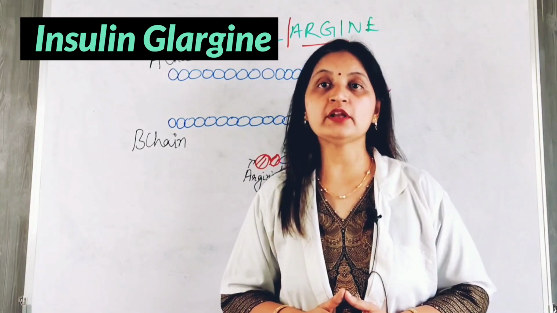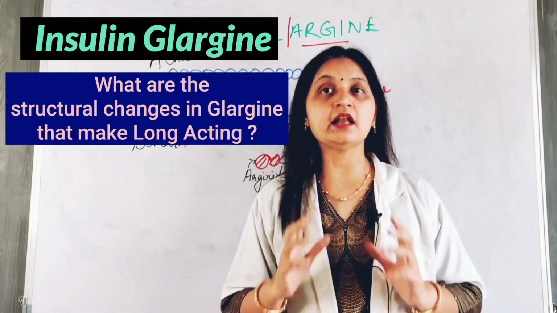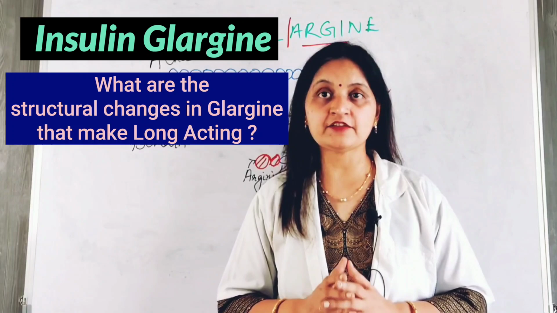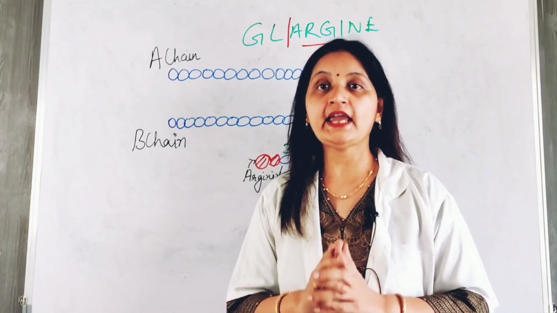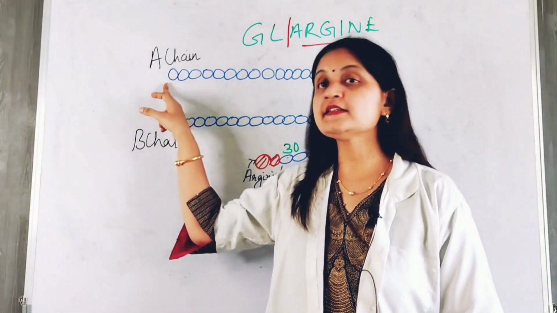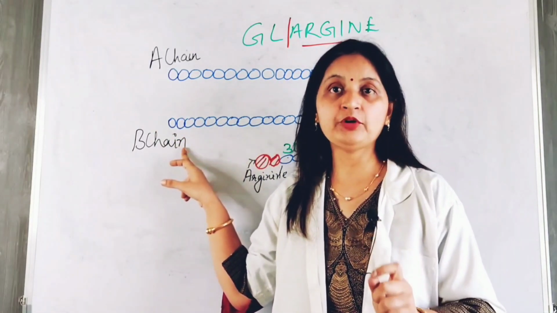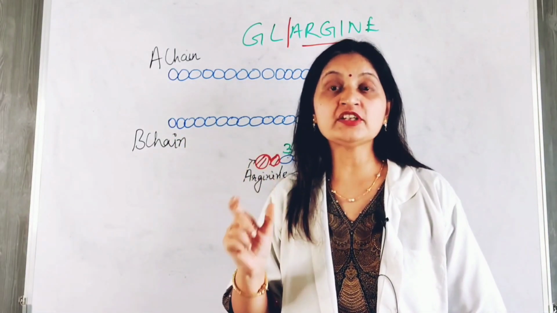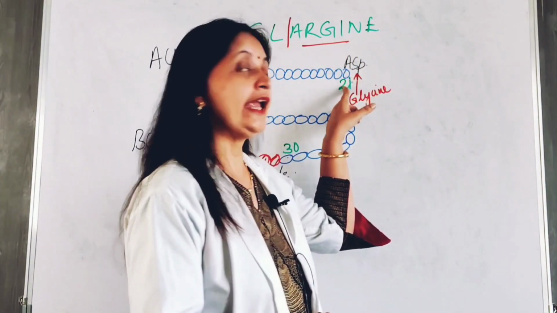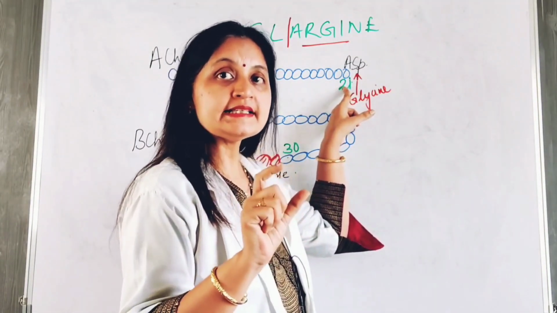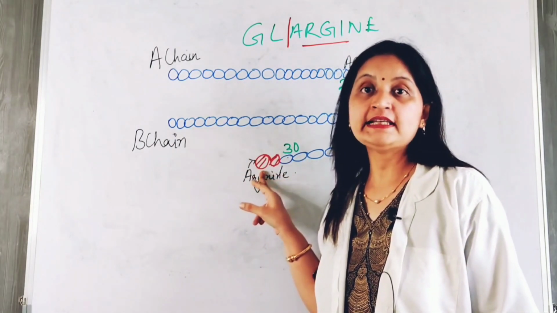So speaking about insulin glargine, which is a long-acting insulin, what are the structural changes that make glargine long-acting? As we know, insulin is a protein hormone consisting of two peptide chains, the A chain and B chain. The A chain is 21 amino acids long and the B chain is 30 amino acids long. In insulin glargine, there is a change in the amino acid sequence where asparagine at position A21 is replaced with glycine and two arginine residues are added to the last amino acid in the B chain.